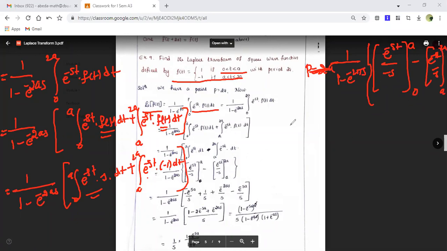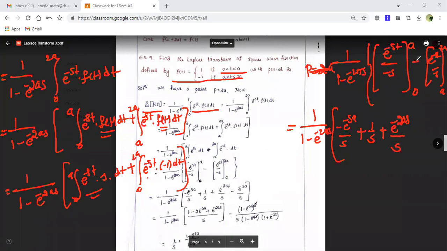Okay. So this is equal to 1 upon 1 minus e to the power minus 2as. Here, if I apply the upper limit, it is minus e to the power minus sa upon s, upper limit, if I put t is equal to a. Then the lower limit. So this is just minus of minus, plus e to the power 0 is 1. It is just 1 upon s. Similarly, this term, if I put 2a, since it is minus here, minus and this minus becomes plus. So e to the power minus 2as upon s.